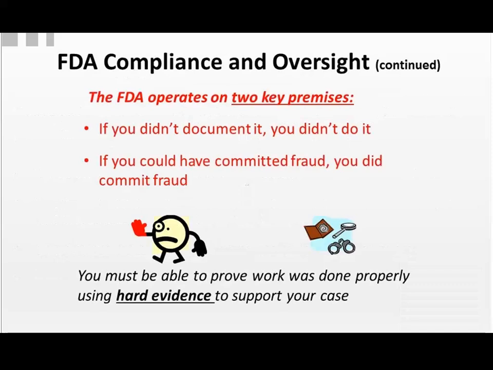Now, the FDA operates on two very key premises that are really something to keep in mind as we go through this entire presentation. If you didn't document something, you didn't do it. So there has to be evidence. You have to be able to prove that work was done with hard evidence to support your case during inspection or audit. The second is that if you could have committed fraud, you did commit fraud.